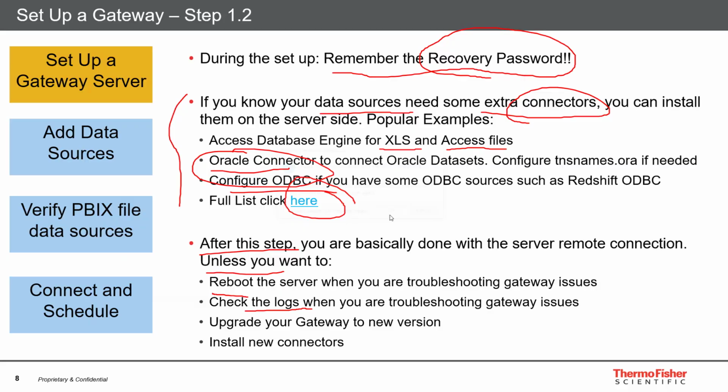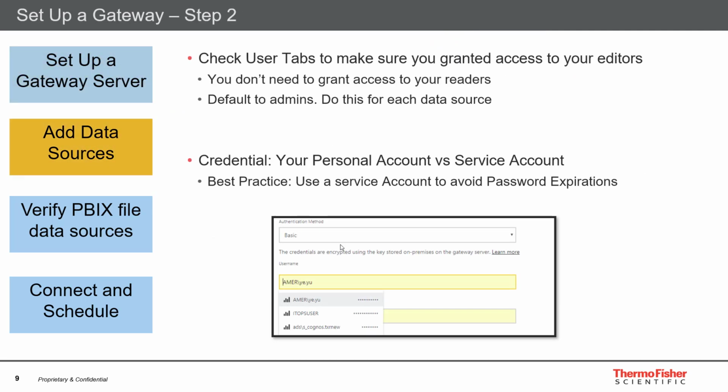Now I can disconnect. Or you may want to install some new connectors. Basically, you receive some error message from this step, and you want to install some new connectors. So you can log in. Basically, after this, you don't need to deal with this very technical stuff, and you can forget about the server. Okay, congratulations. Our first step is done. And now let's go to the second step of adding a data source.